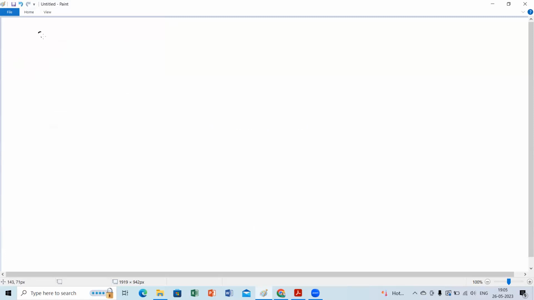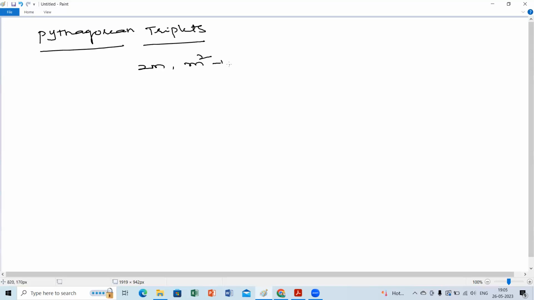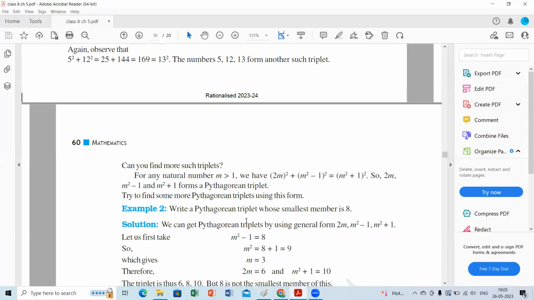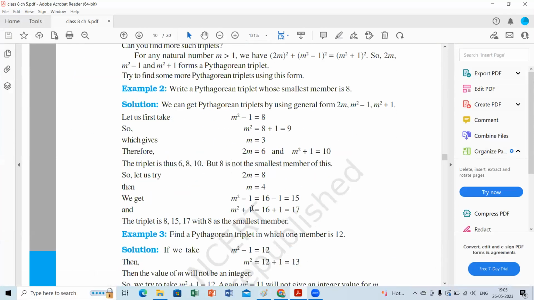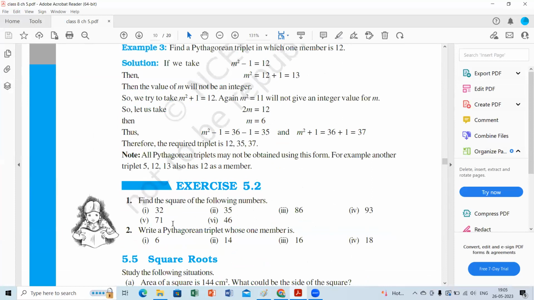Next, Pythagorean triplets. We already discussed: the least one is 2m, then m square minus 1, and the largest one is m square plus 1. These are the Pythagorean triplets, children. Based on this, we have a few exercise sums here. We took those sums.